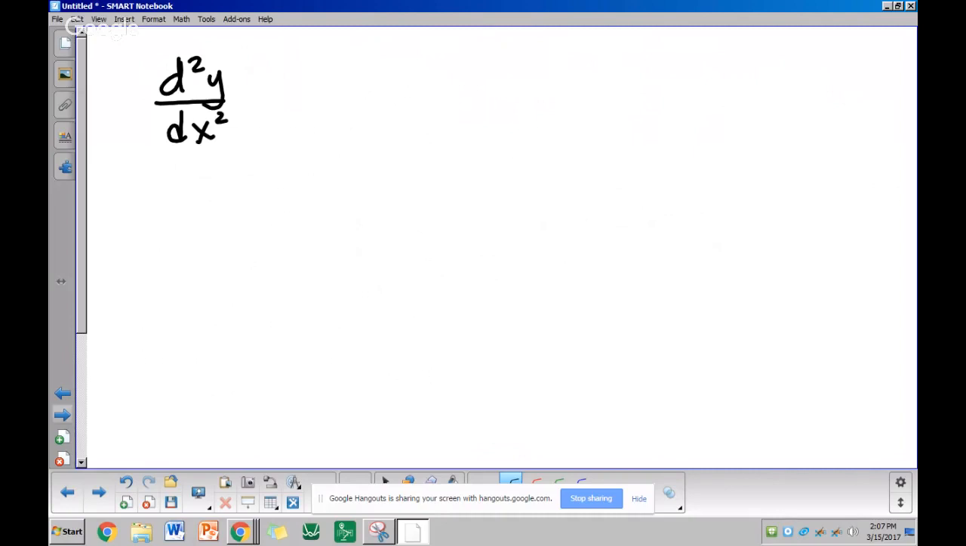But that's a function of x. Pardon me? No? I love how you're thinking that though. All right, so what is dy/dx? Parametrically.